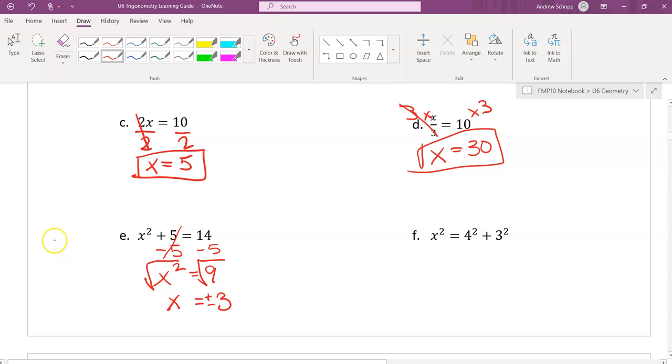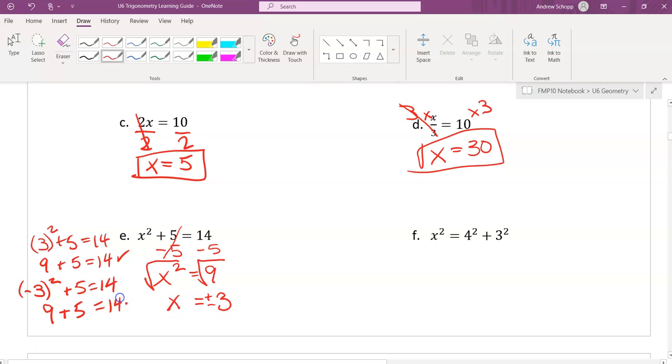If we were to check our work, and we take x is equal to 3 and substitute it in, we have 3 squared plus 5 equals 14. Well, 3 squared is 9, and if we add 5 to that, we do get 14. So that's a true statement. Let's check and see what happens for negative 3. When we square negative 3, it also becomes 9. And then when we add 5, we get 14. So there's actually two possible answers here.